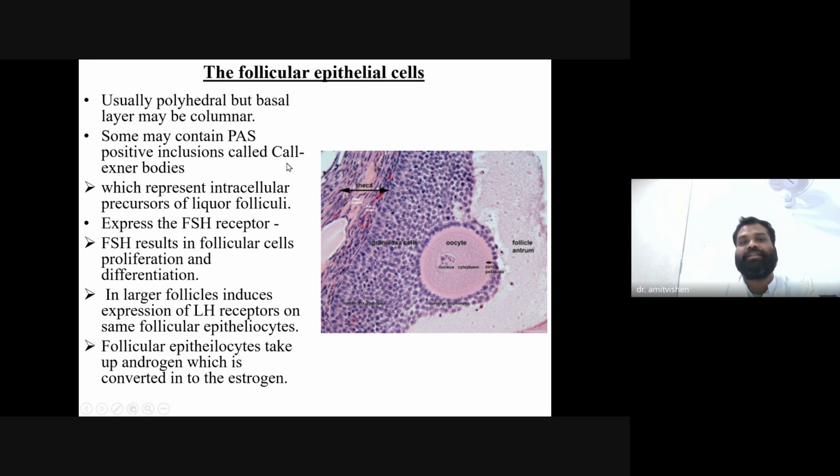Call-Exner bodies are present in the ovary in the follicular epithelial cells, and they express the FSH receptor. FSH results in follicular cell proliferation and differentiation, and in large follicles induces expression of LH receptors on the same follicular epitheliocytes.